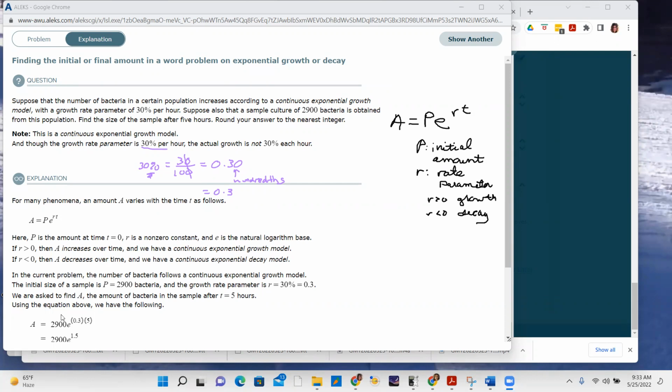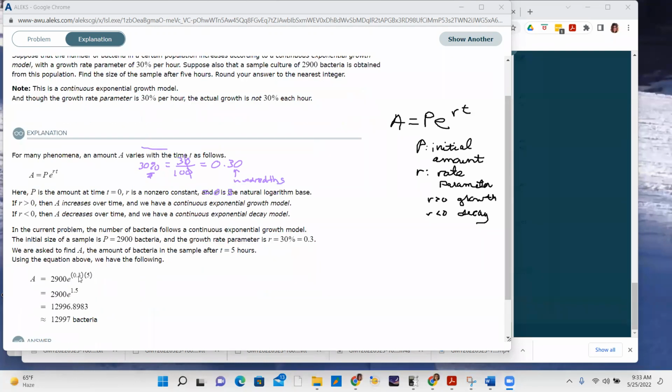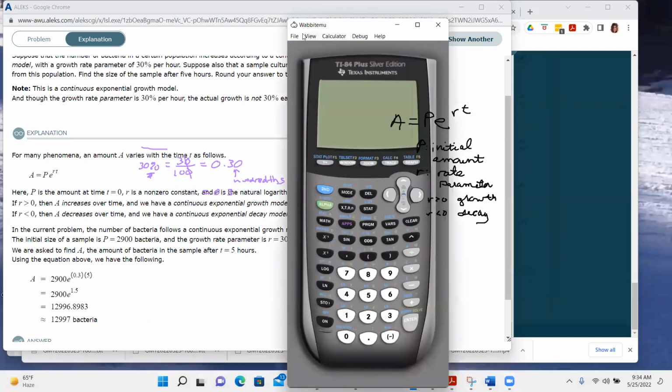So again, we're just plopping these numbers into this formula. It starts at 2,900. The growth rate parameter is 30%. And we want to know how many bacteria there are after 5 hours, so that's the time. That's a nice, easy calculation up in the exponent: 0.3 times 5 is 1.5. And then you can do this calculation on your calculator.